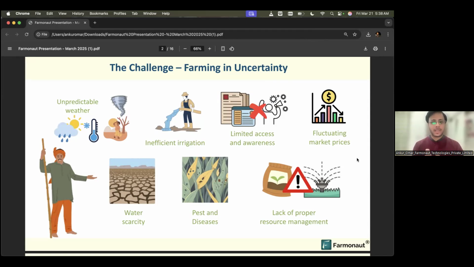It's not that satellite data did not exist before we entered the market. It has been there for more than two decades. But the problem has been that it is not easily accessible to everyone. It was sort of a technology of the elite. It's not something that can be used by everyone.